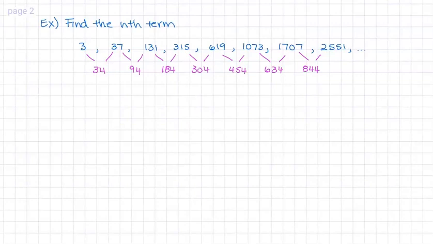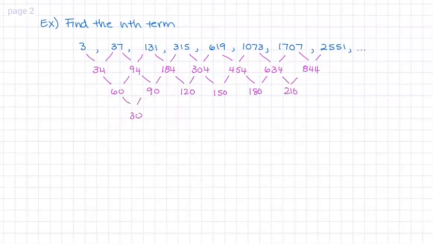Nope, don't see it. But anyway, it's not constant. That's really all we care about. So subtract them. 94 minus 34 is 60. 184 minus 94, sorry, is 90. 304 minus 184 is 120. Oh, look at that. 454 minus 304 is 150. There is an obvious pattern here. And finally, we get constants.